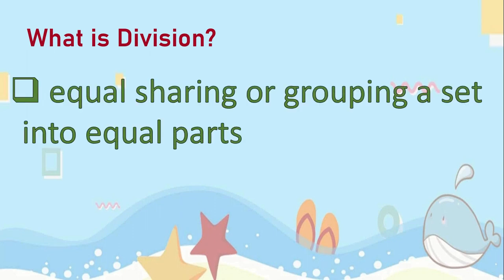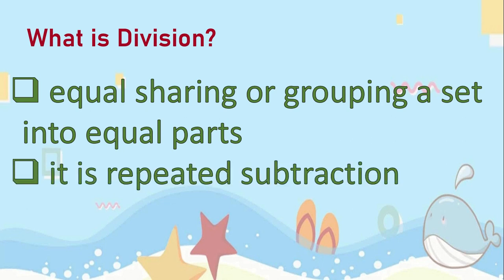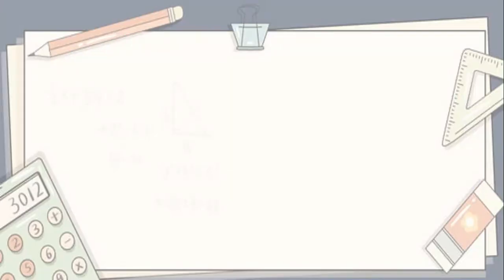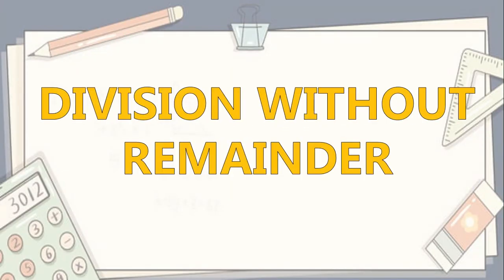A division is equal sharing or grouping a set into equal parts. It is also a repeated subtraction, and it is the inverse of multiplication. We will use the long division form here. So are you now ready? Very good. Okay. Division without remainder.